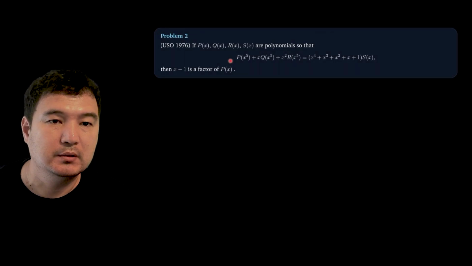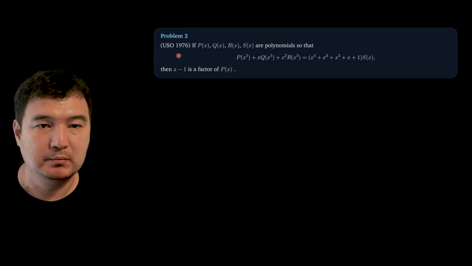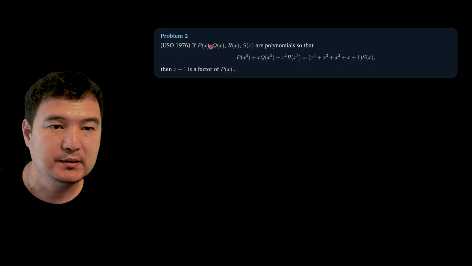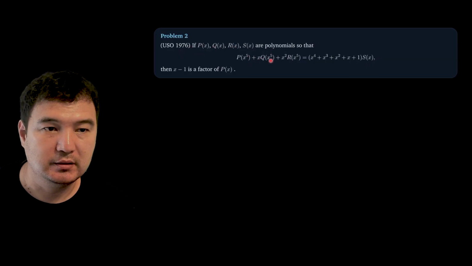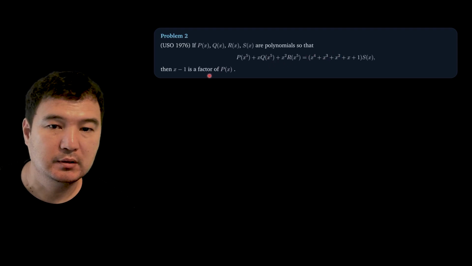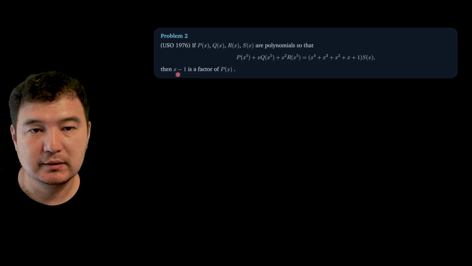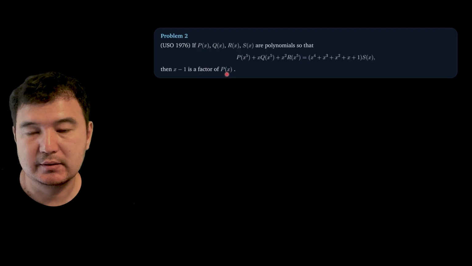Second problem. The second problem is from 1976. We have this polynomial equation, a relation between 4 polynomials, and we want to prove that x minus 1 is a factor of p(x).